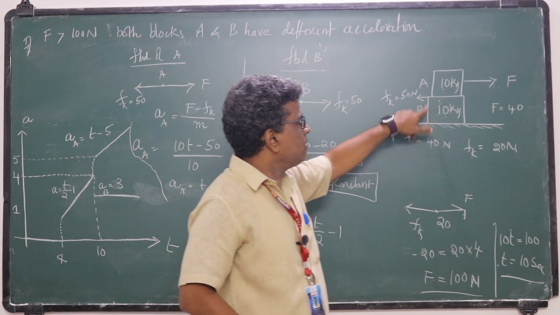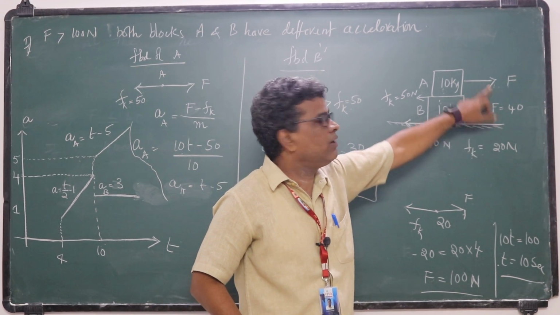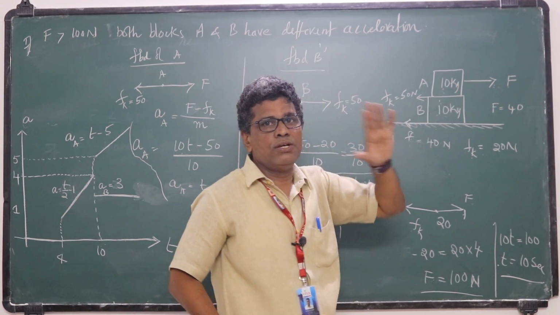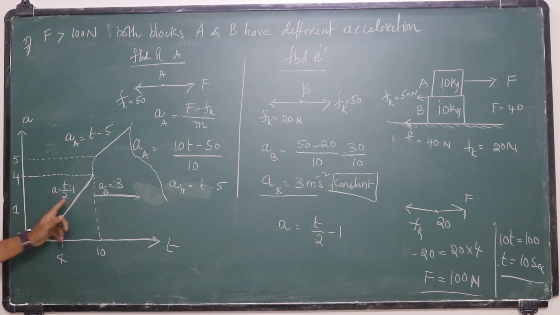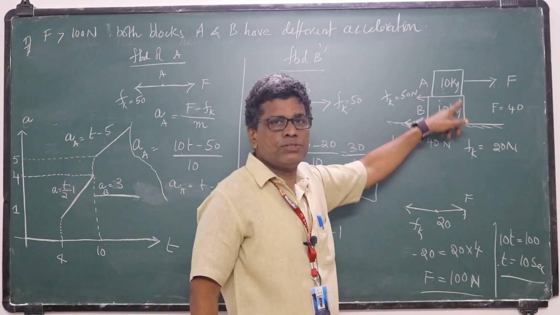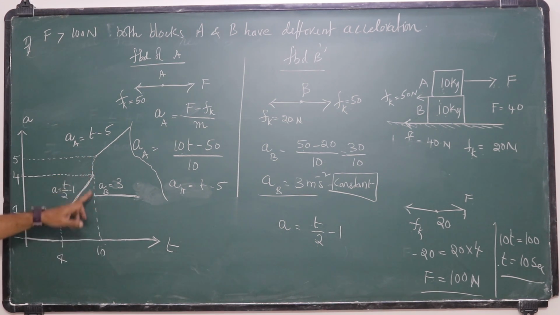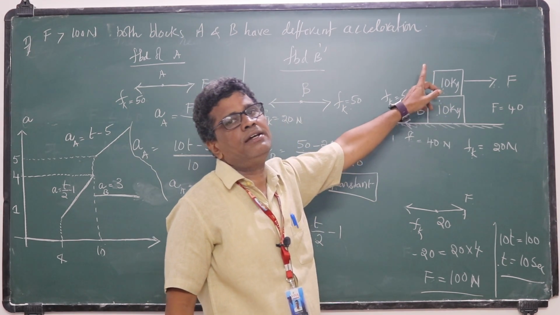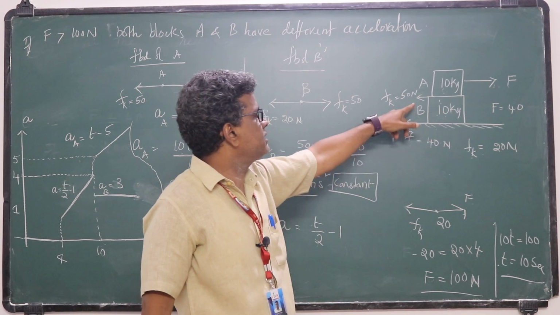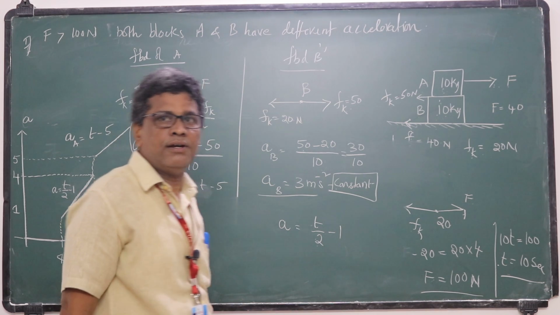Until what force do these blocks not move? Until it reaches the maximum value of 40 newtons. So until 40 newtons of force, both blocks will be at rest only. Thereafter they move together according to the equation a is equal to t by 2 minus 1. So you have to treat these two as a single block. They move together until 10 seconds. After that, they detach from each other and have different accelerations. To get different accelerations, you have to draw the FBD of A and B separately. Clear?